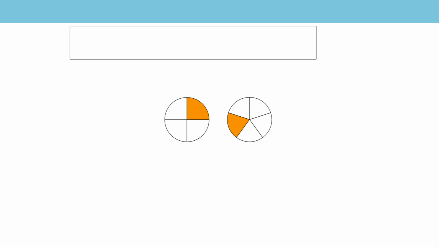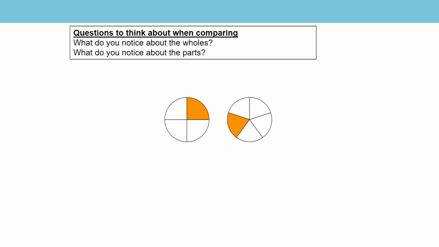Here is another pair of area models that I want you to look at now. Again, I want you to look at the area models and write down the fraction notation that each of them represents. I would also like you to use the inequality symbols to compare the pair of fractions that you've written down. I want you to reflect on these two questions again and consider what do you notice about the wholes and what do you notice about the parts. Pause the video now and have a go.